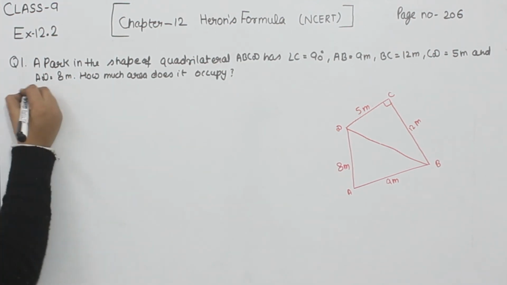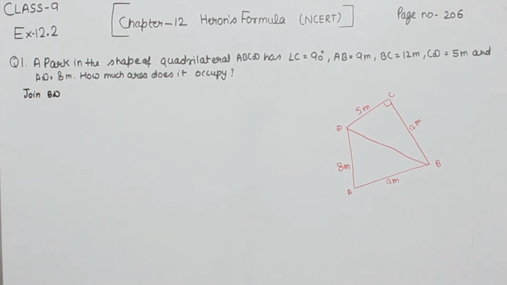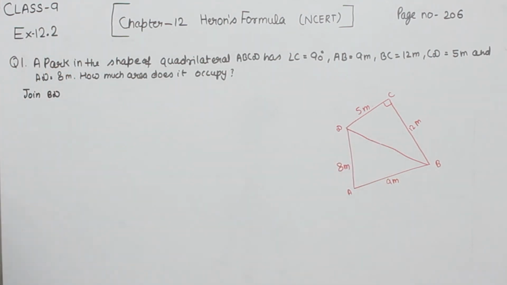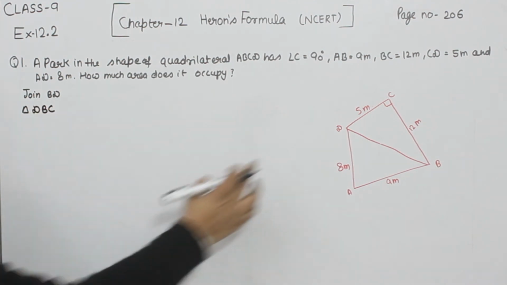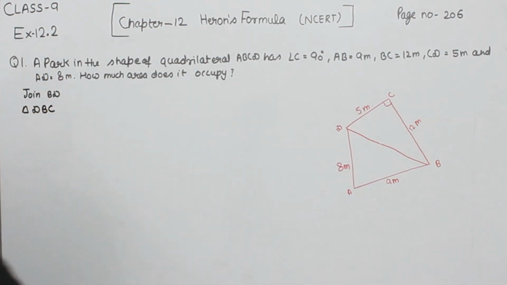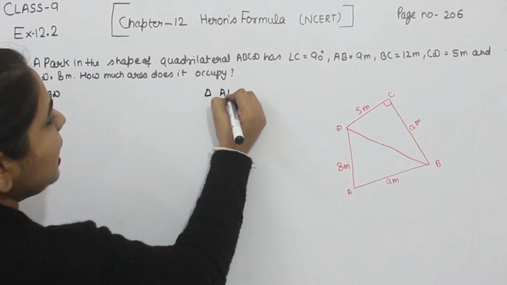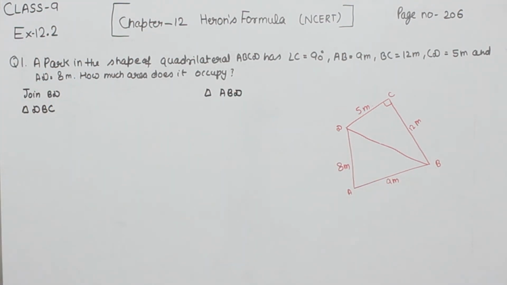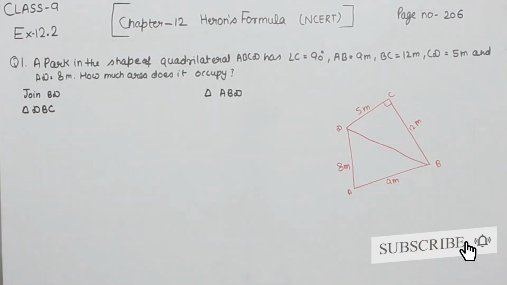Now I have joined BD. This one is the BD. Now they are the two triangles. The first triangle we have is the triangle DBC. Now in this one C is the right angle, so this is the right angle triangle. Now coming to the second one, the second triangle we have is ABD. Now we have to find two of the sides of both the triangles.